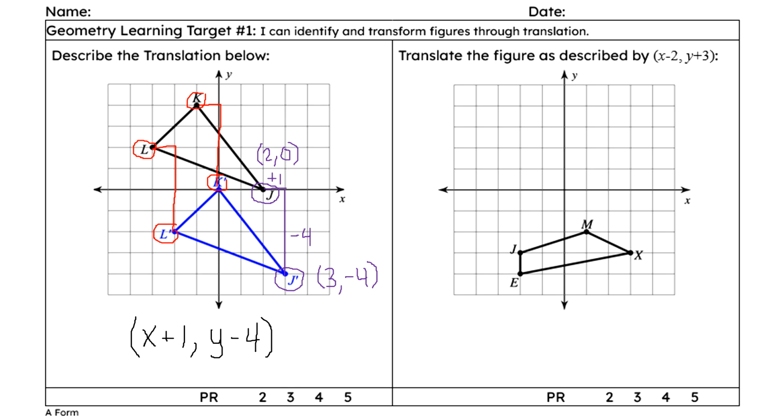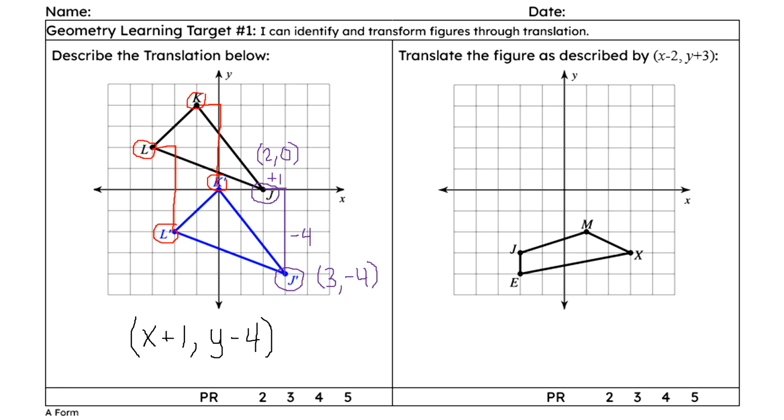Now on our second problem, it wants you to actually translate the figure as described by this translation here. To all of the x components, we are going to subtract 2. That will scoot it backwards or to the left 2. And to our y components, we're going to add 3. That will take it up 3. And we're going to do that to every single point.